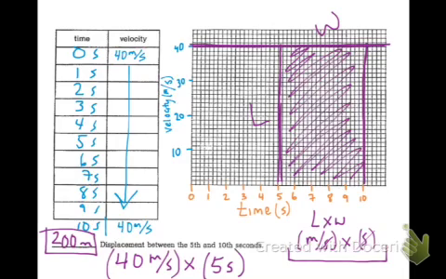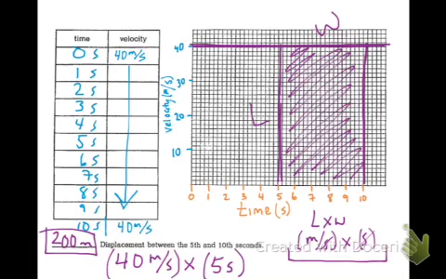Multiplying those together, you get 200 meters, which, yes, of course, makes sense, because if you look at the graph prior to this, if you go from 5 seconds to 10 seconds, we started at 200 meters and we ended at 400 meters, so we covered a distance of 200 meters. That's imperative that you understand that. If this is something that you're struggling with, please make sure that you are pausing the video and asking questions as you go.